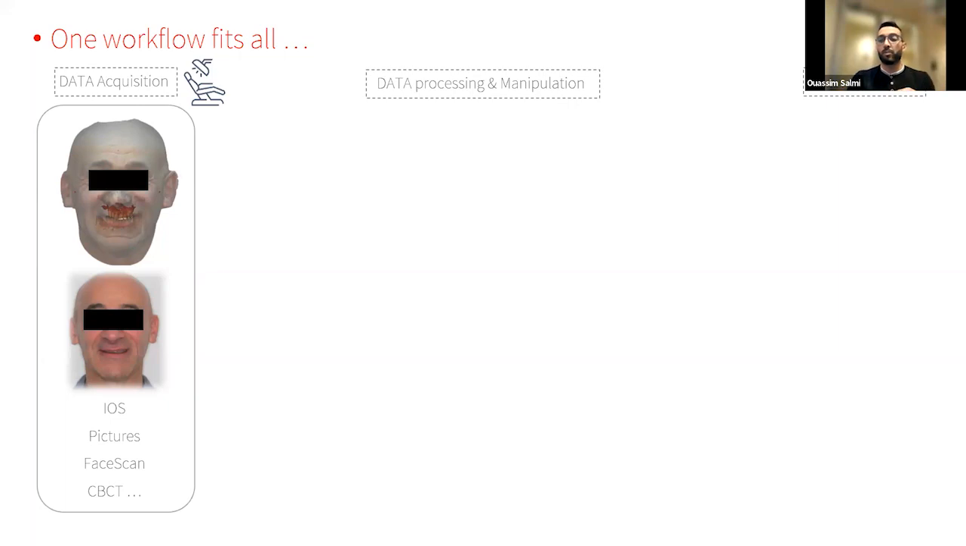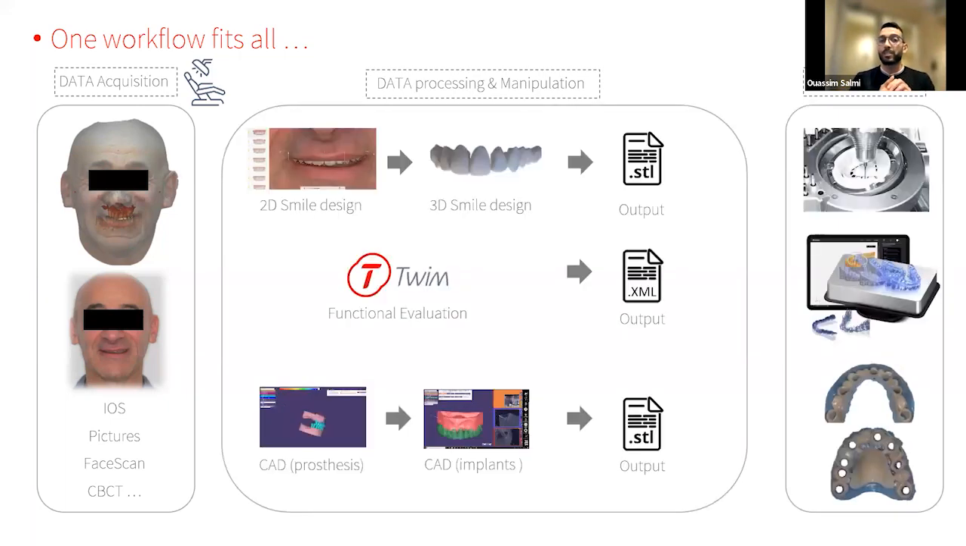In this step, you are going to work on your virtual patient. As you can see in here, you can create some smile design, 2D smile design, 3D smile design using the data acquired in here. You are going to have a functional evaluation using the dynamic avatar that you have in TWIM, and then you go to the next step, which is the design. Design the prosthesis or the implants. You will have the outputs in here to go to the next step, which is the execution. Execution means like the milling or the printing to go to the surgery or to the banding, to the preparation, to trying a silicone key or whatever you want.